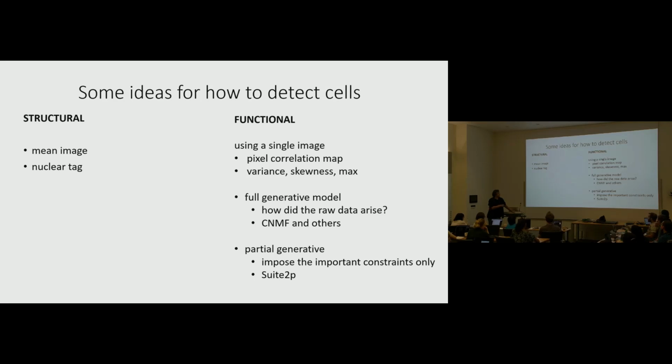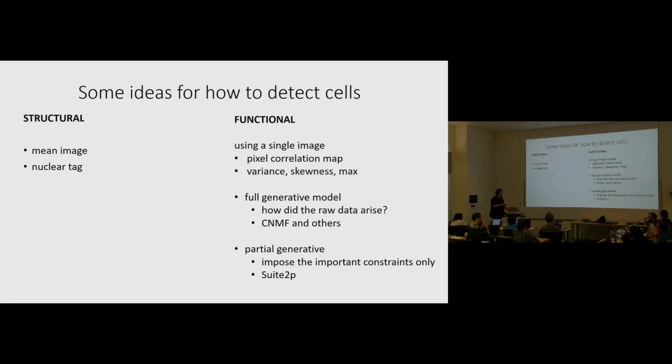That's called CNMF, which stands for constrained non-negative matrix factorization. That's incorporated into the CaImAn pipeline that Andrea and Eftychios have built. After that, there are a few other pipelines or approaches of this sort.